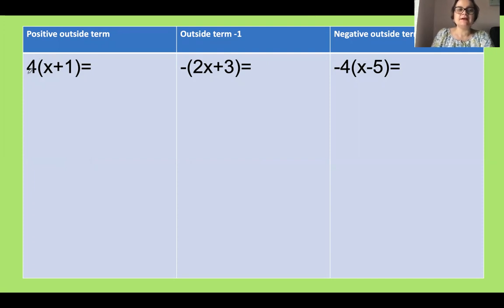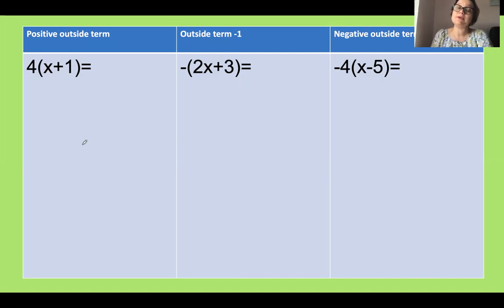You see? In the second one, someone might say there is no number outside the bracket. Now, the minus outside the bracket means -1, which we don't need to write down, but this is what it means. I will explain how to expand this bracket. And in the third one, not only is the number outside the bracket negative, but inside the bracket we have another negative term, the -5. So let's see how we expand them.